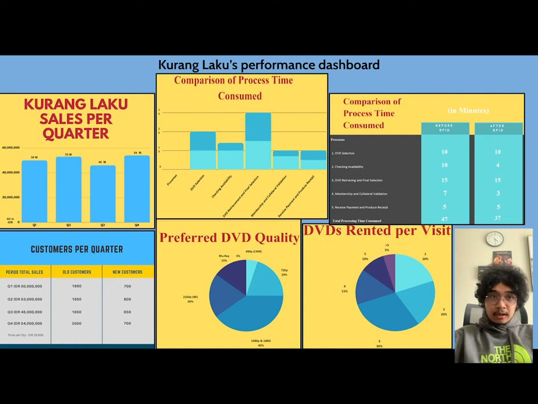And based on that, we can also form another output, which is the customers per quarter. So there are three columns. The first column states the period total sales. The second column is old or returning customers, and the third column is about new customers. And in the first quarter, the total sales is 50 million, and we forecast there are 1,800 old or returning customers and 700 new customers.